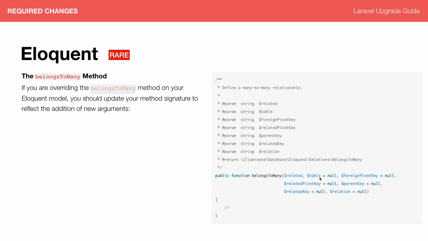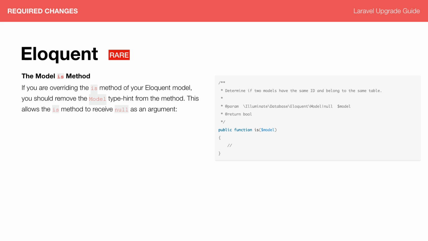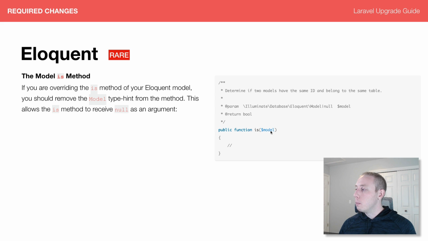This is what it should look like now if you're overriding that method. Now, if you're overriding the is method, then once again, a small minor change to the signature here. In the old versions of Laravel 5, Laravel 5.4 and earlier, the is accepted an argument for model, and it was type hinted to be a model.